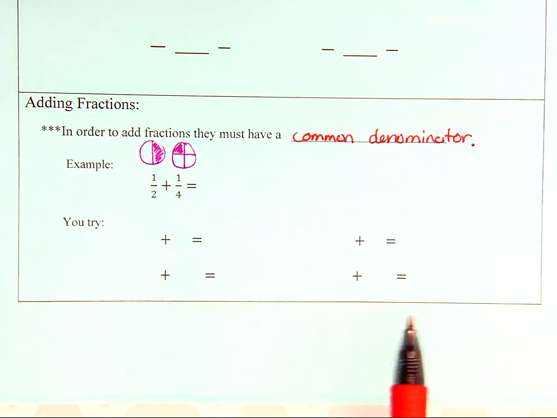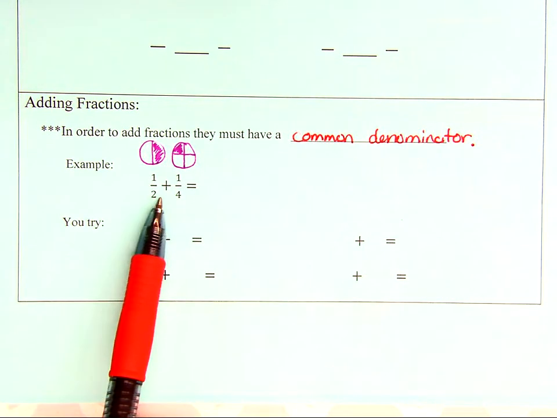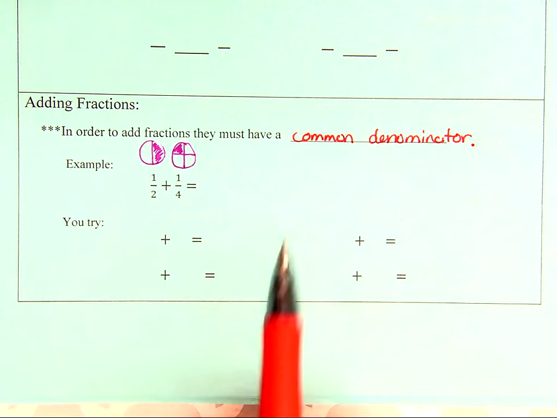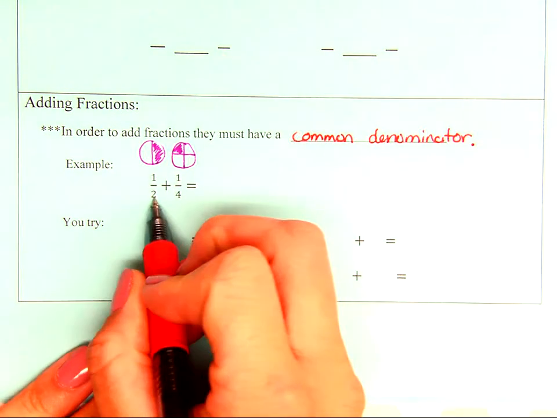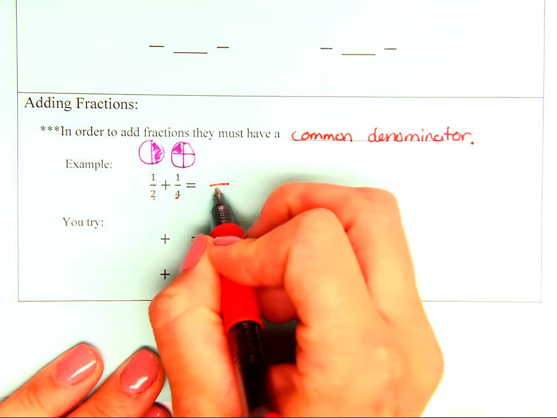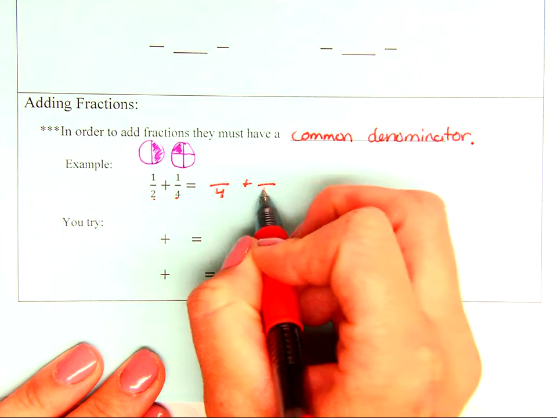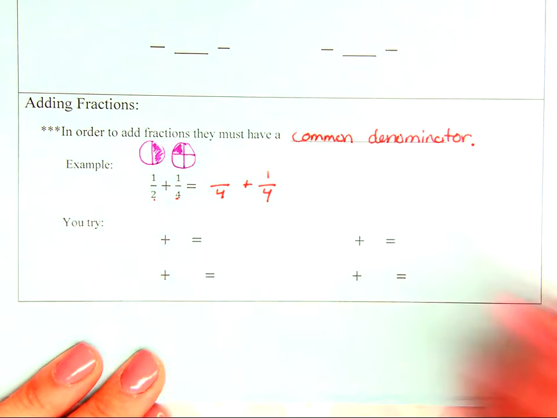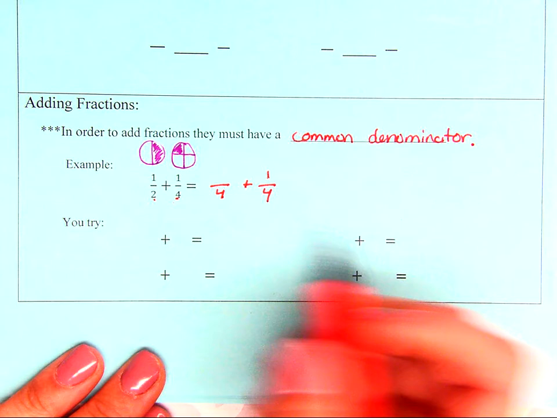So for this first example, we have 1/2 plus 1/4, and it's really hard to add these when they're not cut into the same size. So a common denominator for 2 and 4 is making both the fractions have a denominator of 4, which means I'm keeping the second one as 1/4. I don't need to change it.